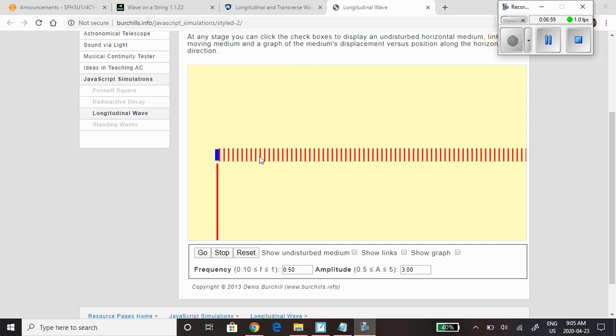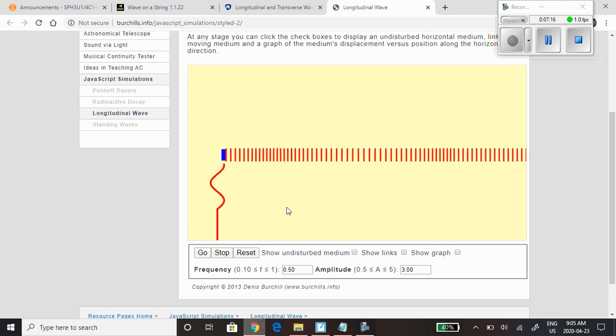So right here, and it's also maybe attached to a string or something, or a spring, so it's attached to two things, and because the materials are different, you're going to get different types of waves. Watch. There you have it. A transverse wave is created here. A longitudinal wave is created here.